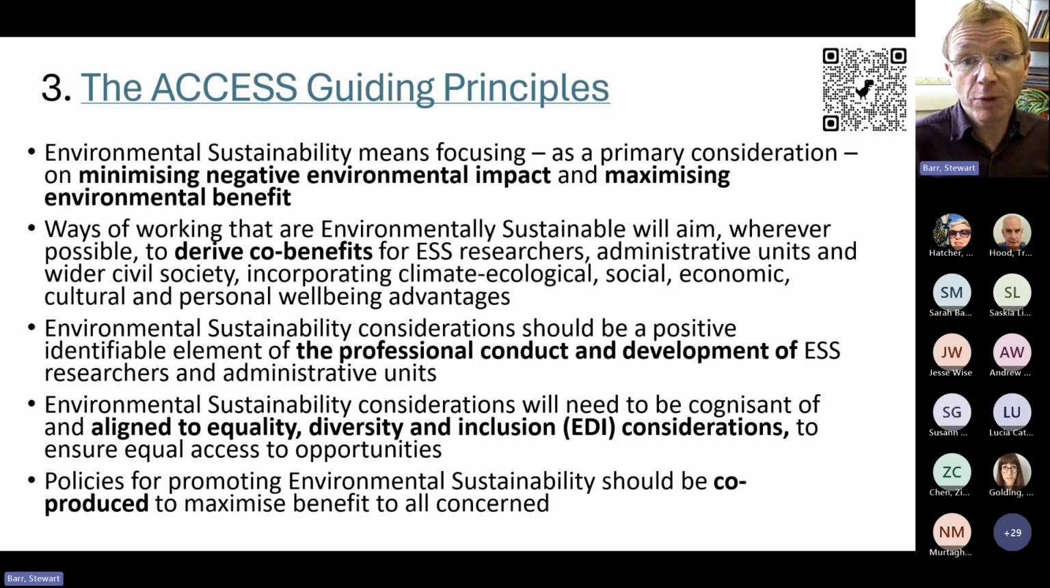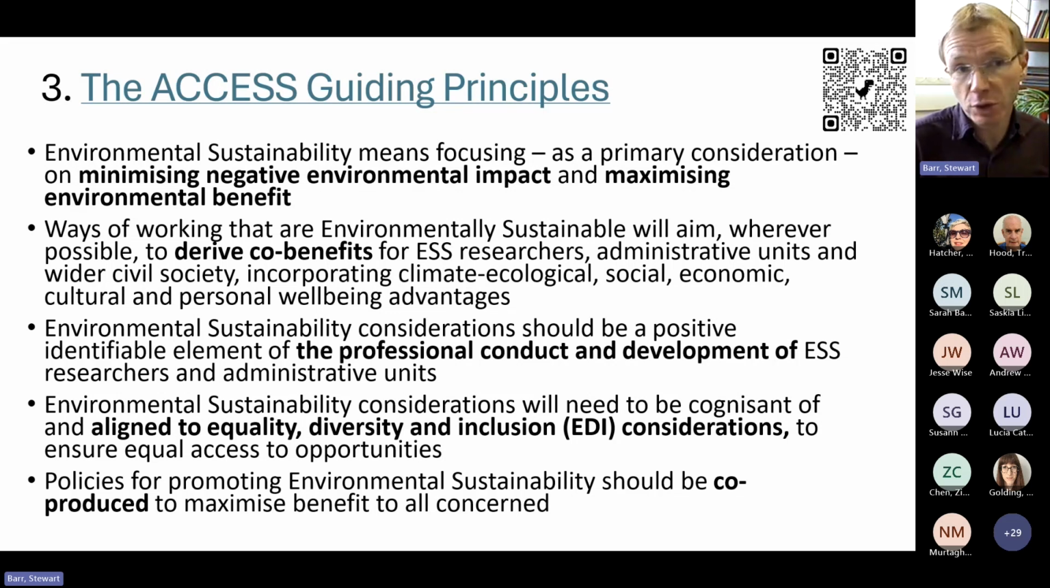They're trying to spread the benefits of changing what we do across different constituencies that we might be working with. And I think the third bullet point is something I feel really strongly about, which is that we want to make acting in an environmentally sustainable way a positive identifiable element of the professional conduct of environmental social science researchers.